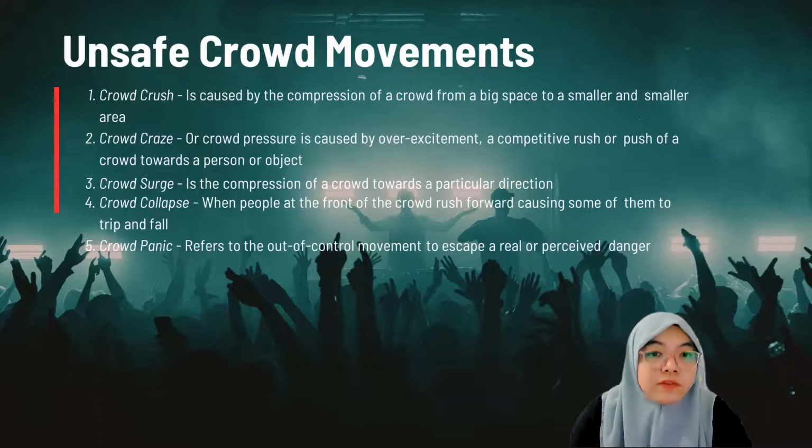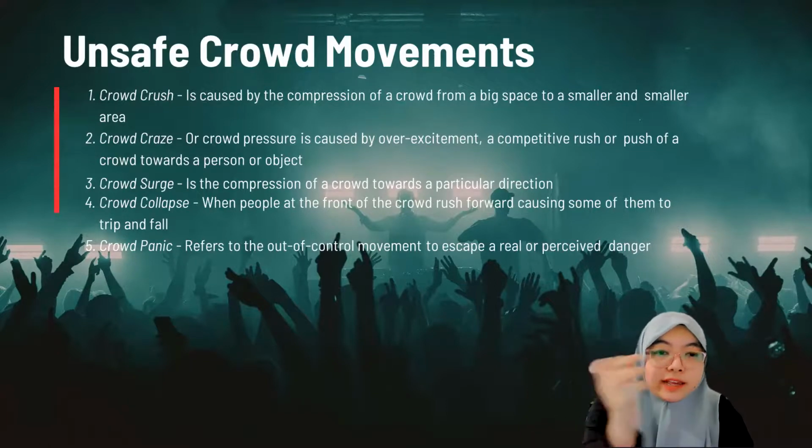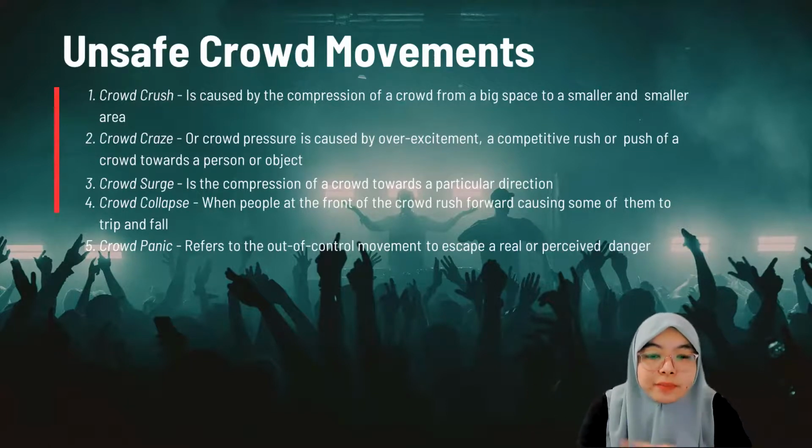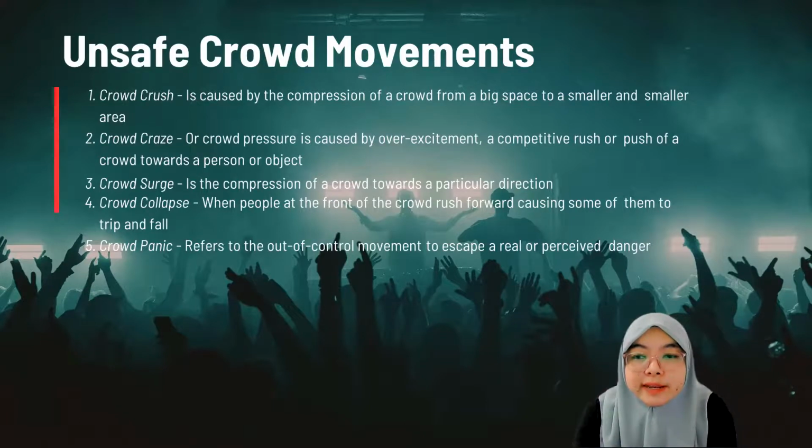And number five, we have crowd panic, which refers to the out of control movement to escape a real or perceived danger. For example, we have the previous example of the Rhode Island incident.